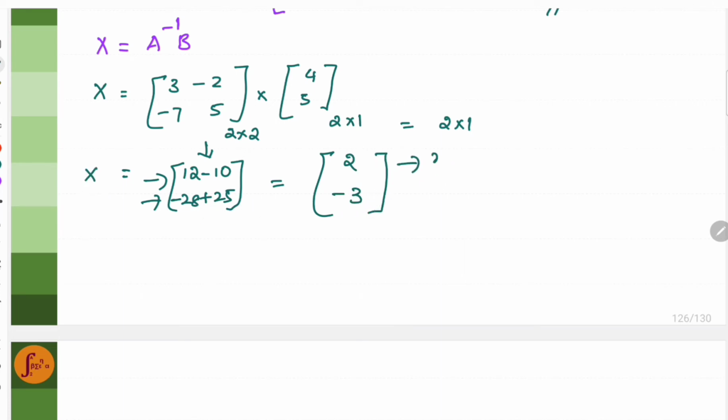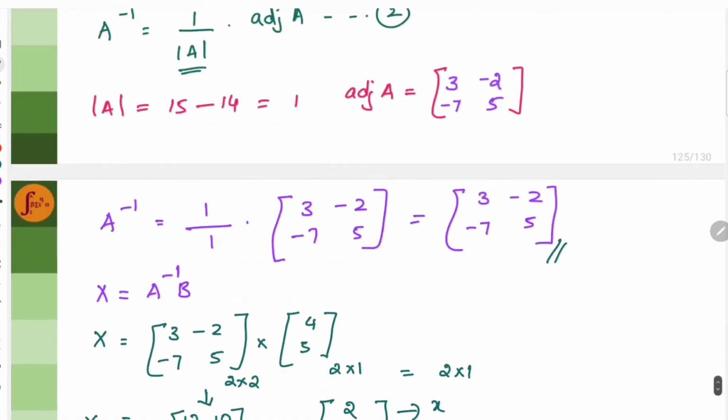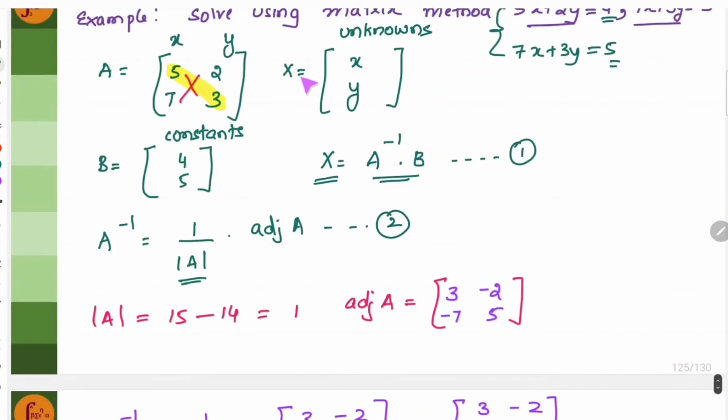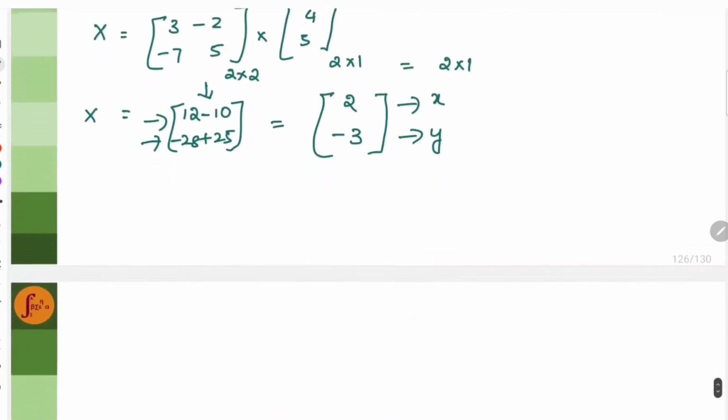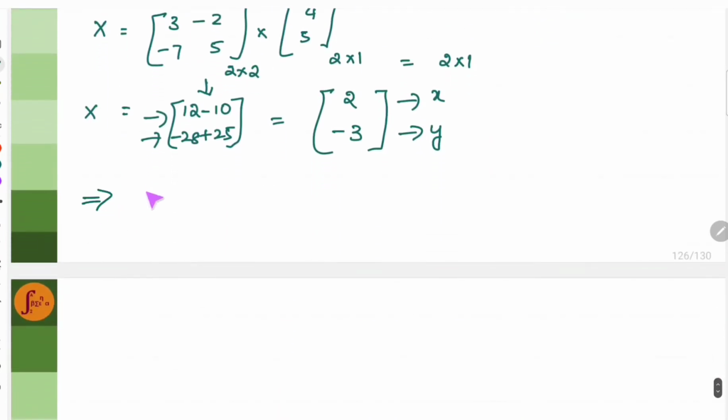Now this is nothing but x, and this is nothing but y. That's what we assumed, right? Matrix X is x and y. So what do we infer? That x is equal to 2 and y is equal to minus 3. So this is how we have solved this particular system using the matrix method.